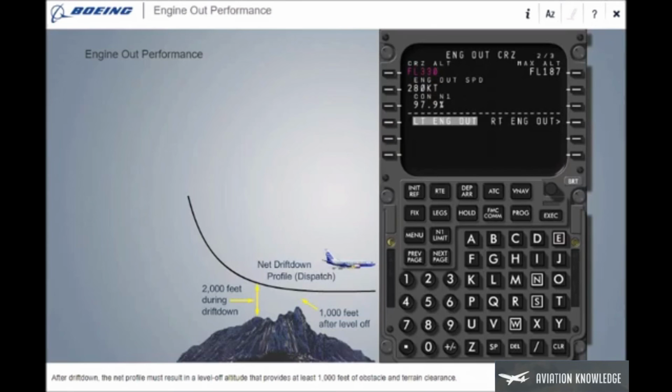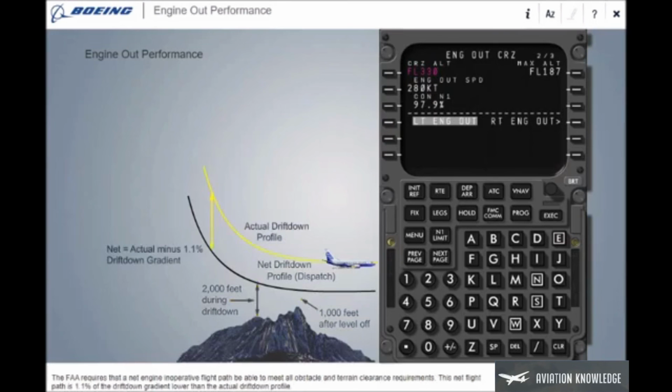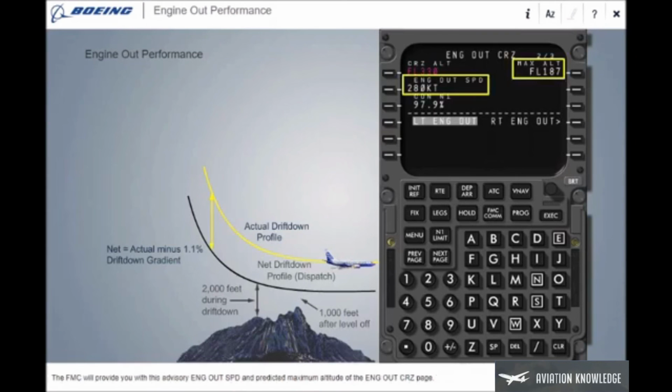After drift-down, the net profile must result in a level-off altitude that provides at least 1,000 feet of obstacle and terrain clearance. The FAA requires that a net engine inoperative flight path be able to meet all obstacle and terrain clearance requirements. This net flight path is 1.1% of the drift-down gradient lower than the actual drift-down profile. The FMC will provide you with this advisory engine-out speed and predicted maximum altitude on the engine-out cruise page.